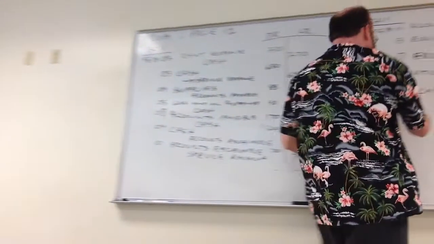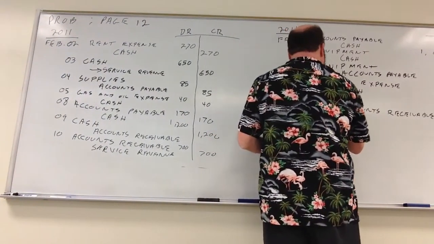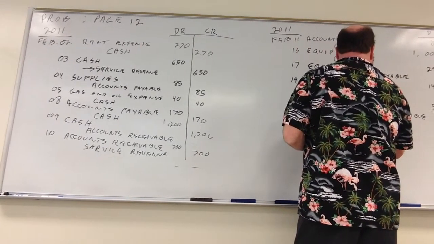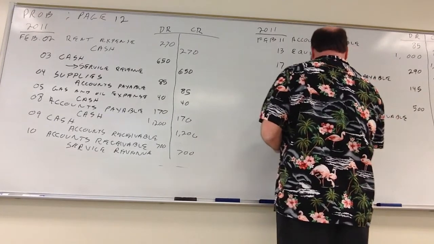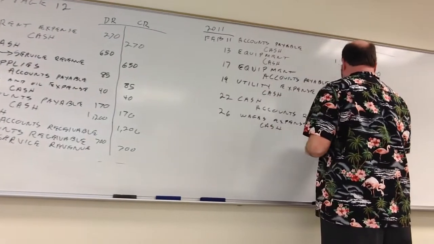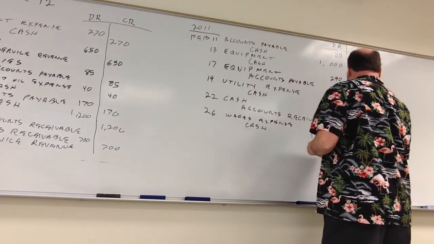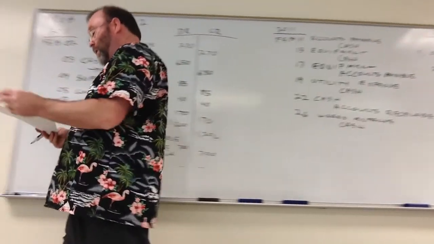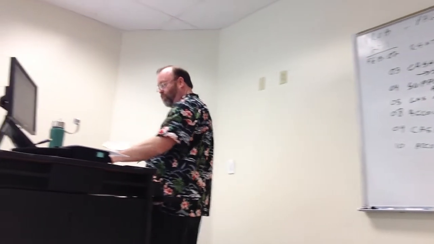Received, I'm sorry, the 26th, paid part-time assistance for services. Wages expense. Wages expense and a credit to cash. $460. No, it can be, but they gave us in the problem that wage expense is the account that they use.